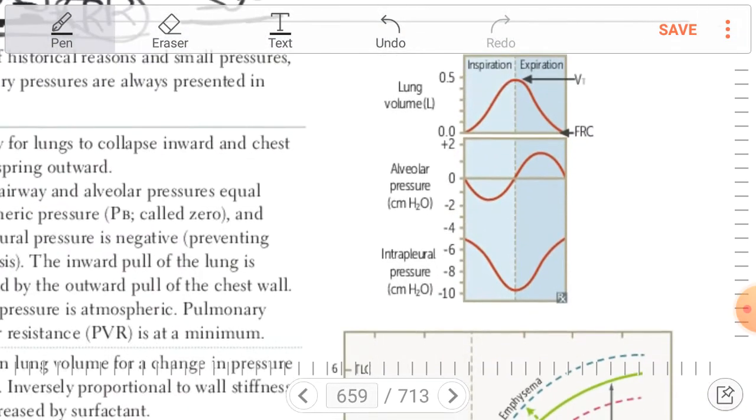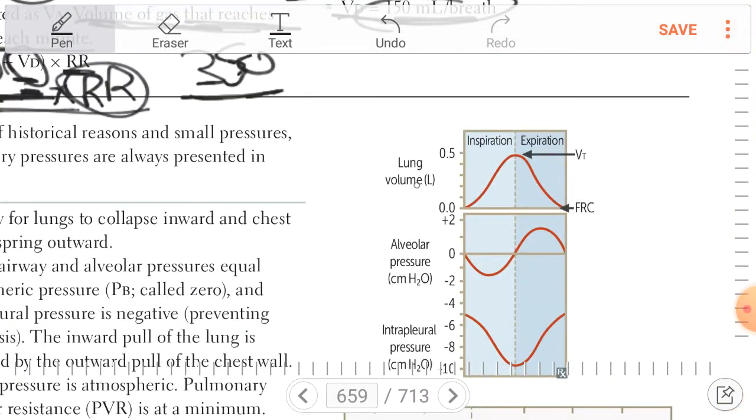Then here we have lung volume up to 5 liters. During inspiration it will increase, during expiration it will decrease until reaching the functional residual capacity. What is the functional residual capacity? It's the balance between chest wall expansion and the tendency of the lung to collapse.